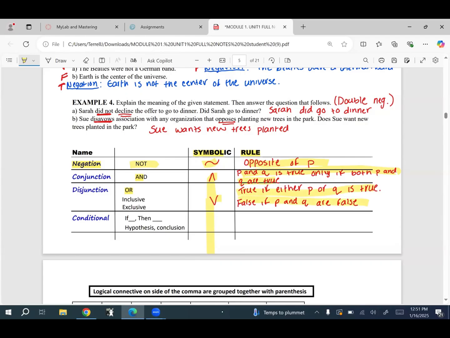Okay, the last thing is if then. The symbol for if then, again, you have two propositions, P and Q, would be this, with an arrow to Q. This reads if P then Q. This arrow kind of means then. And so let's look at the rule for that. This if P then Q is true all the time, except when P is true and Q is false.